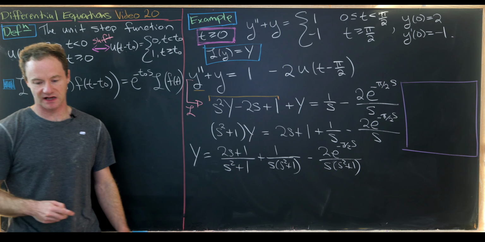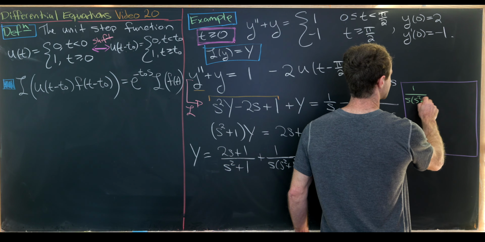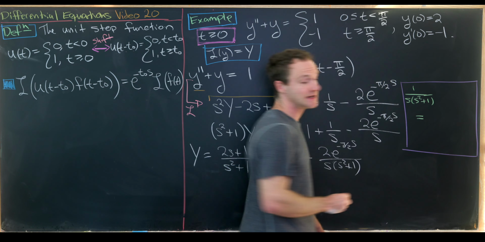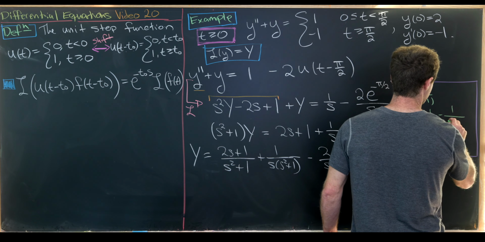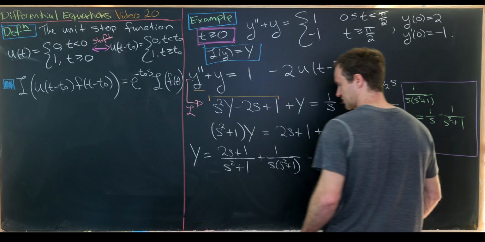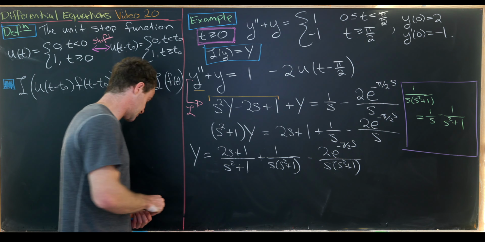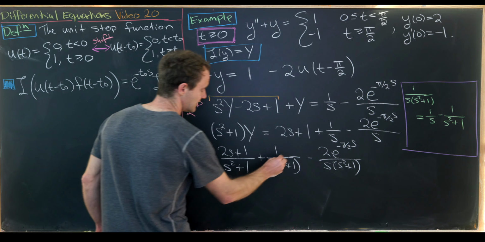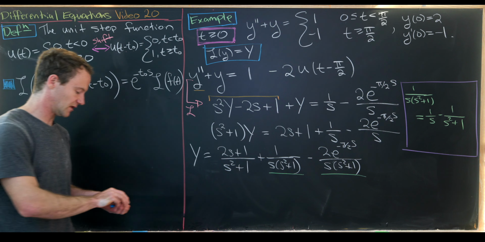We've done that several times already, but what I will point out is that 1 over s times s squared plus 1 decomposes as 1 over s minus 1 over s squared plus 1. I'll let you guys check that if you need to. So inputting that into this term right here and this term right here gives us the following.